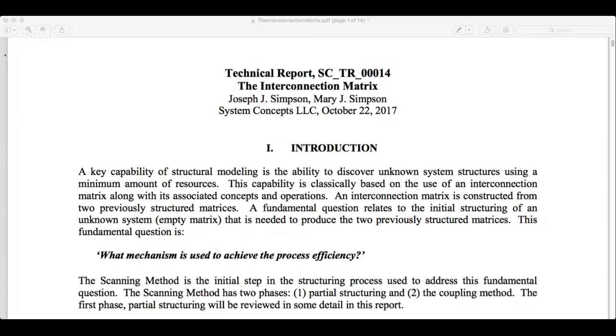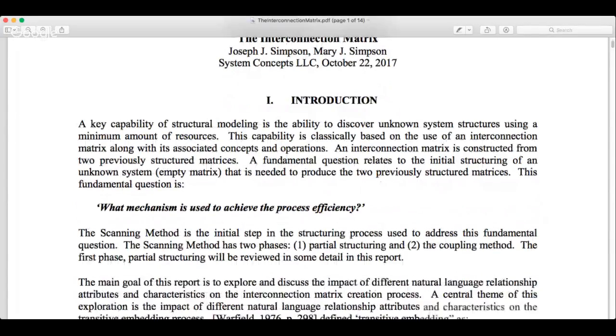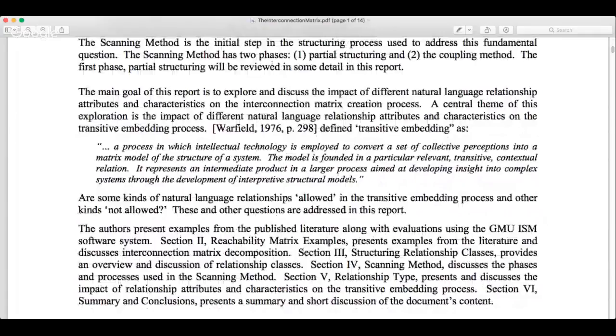And so that's what we're talking about today: how do you start this process and how does it go forward? First we need to talk about what the process is. Warfield defined the process as transitive embedding, which is a process in which intellectual technology is employed to convert a set of collective perceptions to a matrix model of the structure of a system. So we take a group of people that have collective perceptions and we create a model of that system of perception.